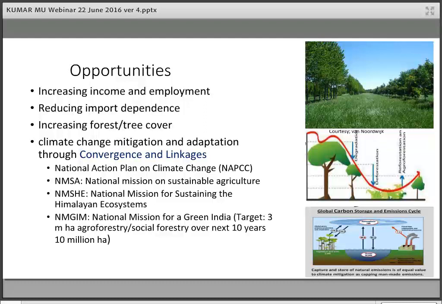Increasing forest cover, as you can see here, is another opportunity. As I have mentioned earlier, the present forest cover of India is 23% and the national target is to augment it to 33%. And agroforestry is often recognized as one of the principal mechanisms by which this can be achieved. Agroforestation will certainly enhance the tree cover or the forest cover in the country.